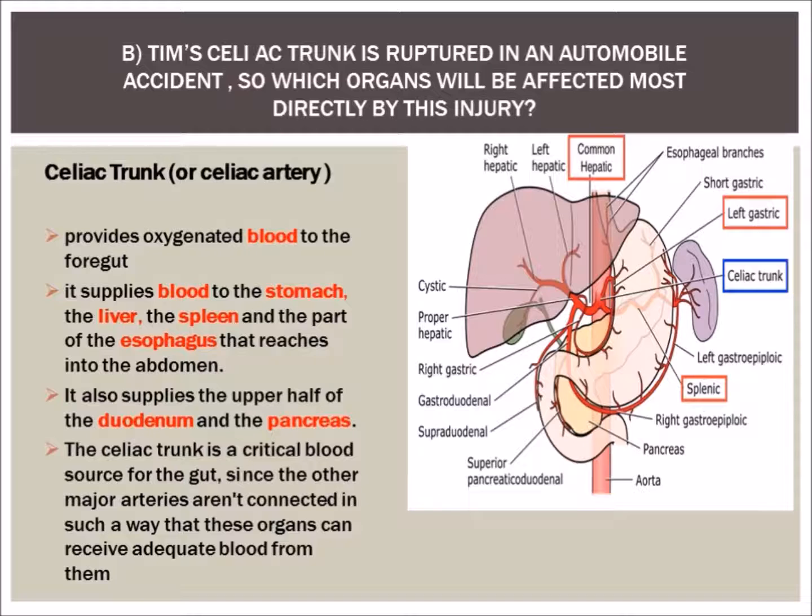As you can see in the diagram, the celiac trunk or celiac artery is surrounded by several organs such as the stomach, liver, spleen, and pancreas. It is located in the upper half region of the digestive system. So, a rupture or injury to this artery will eventually disrupt the blood flow to these organs. In this case, the organs which are directly affected are the stomach, liver, spleen, part of the esophagus that reaches into the abdomen, the upper half of the duodenum, and the pancreas.